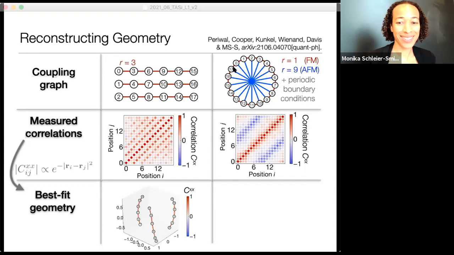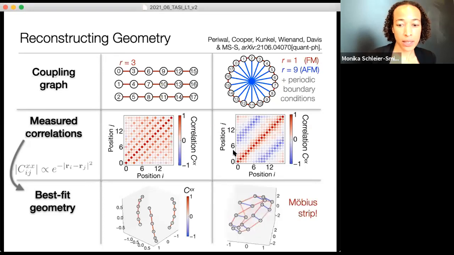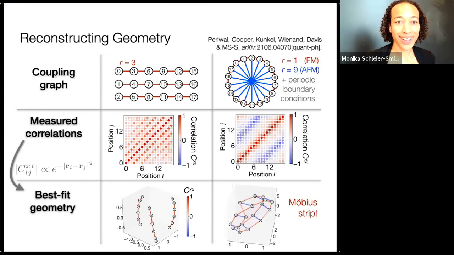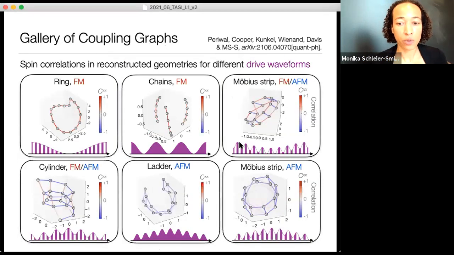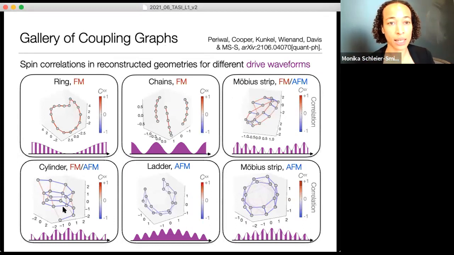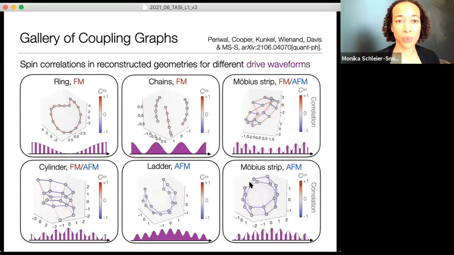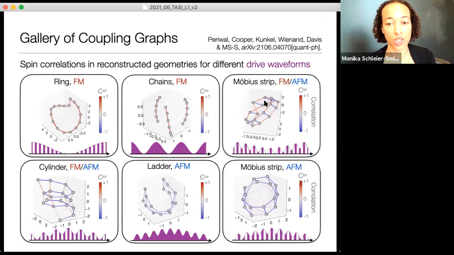Nope. Okay, so this one actually is a Mobius strip. So that's kind of fun. I think this starts to illustrate that we can make graphs that are very different from what one has in the lab. We can play with different drive waveforms and reconstruct these different geometries, a cylinder, a Mobius strip. We can control whether the interactions change sign with distance or are all anti-ferromagnetic.